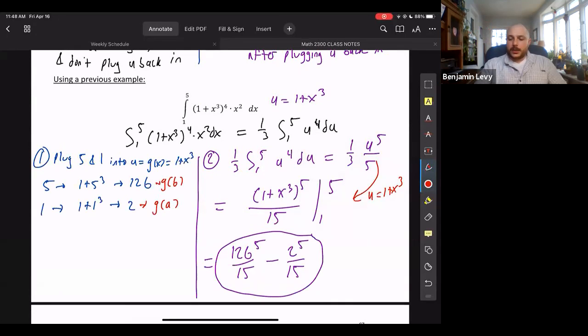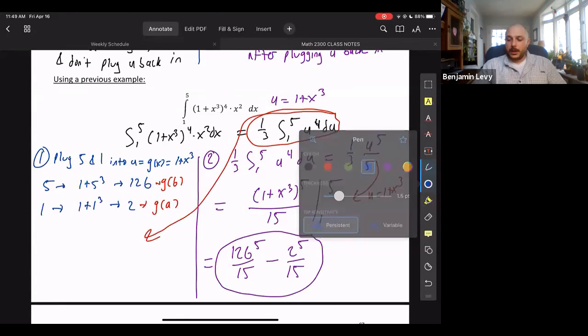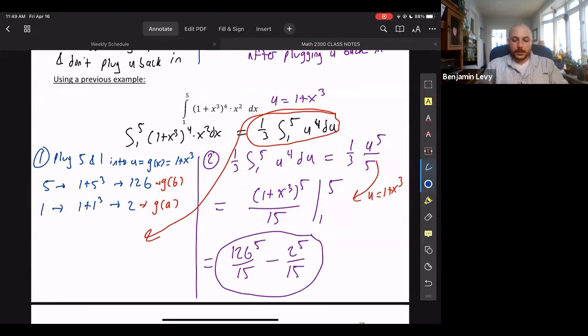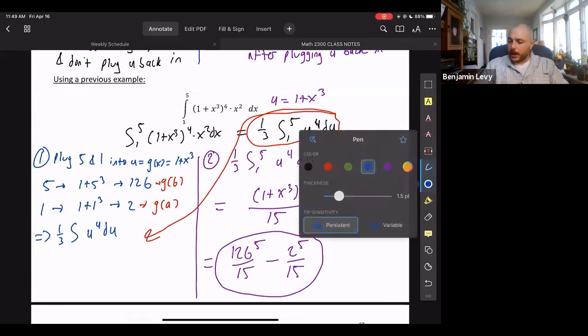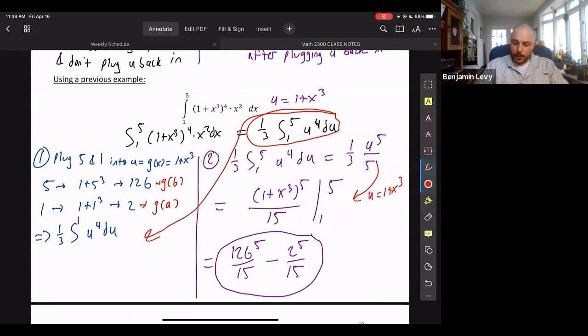And so the nice thing is we don't have to plug u back in, right? We can just work with this really simple version and just use the new bounds. And so we'll have 1/3 integral of u to the 4th du, but now the bounds are going to be 126 and 2.